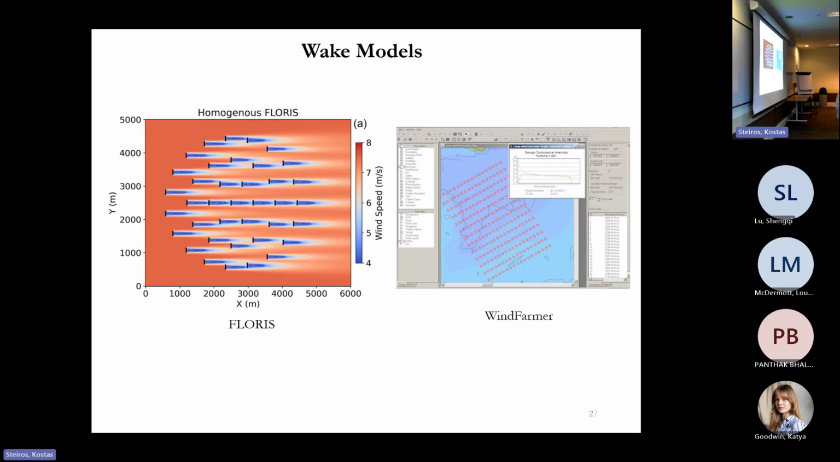for example, this is FLORIS. It's a tool by the National Renewable Energy Laboratory, widely used. And this is WindFarmer. It's another tool. It has a similar thing. It's from DNV. It's a commercial tool.